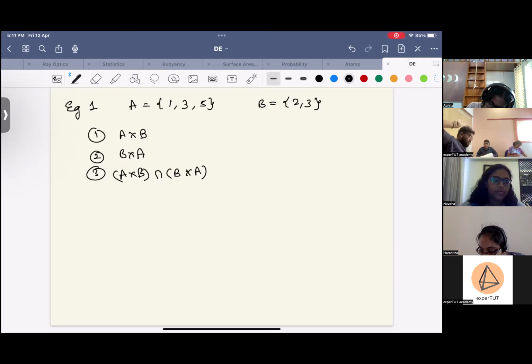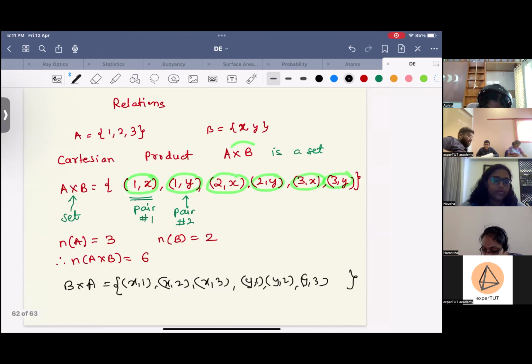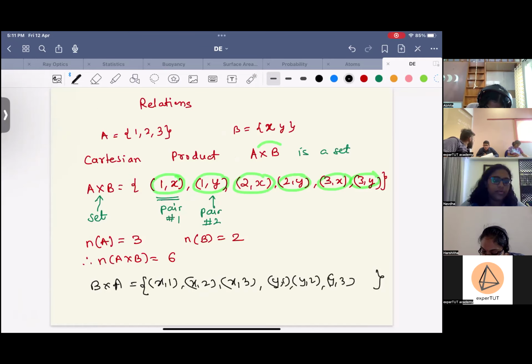Done. A cross B have written. The outside is a set, right? So outside will be curly bracket. The most outside will be curly bracket. But inside each of these is a pair, right? So pair, how do you write? Coordinates. 2, 3. Normal bracket. So inside it's normal bracket. See here. The most outside is curly bracket. But inside each of them is a normal bracket. Understood?